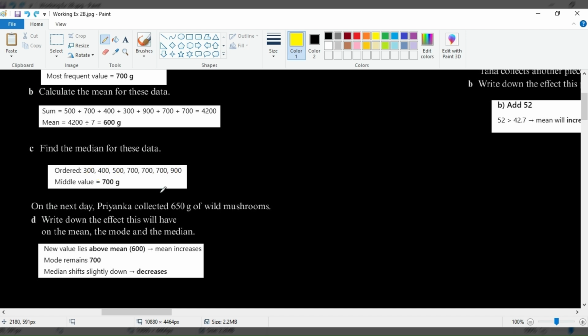Now moving on to the next part, it says on the next day, Priyanka collected 650 grams of wild mushrooms. Write down the effect this will have on the mean, the mode, and the median. So the new value lies above the mean, which is 600. So that means the mean is going to increase. Mode remains 700 because 700 is the most frequent value that you can see. And median shifts slightly down. That means decrease.